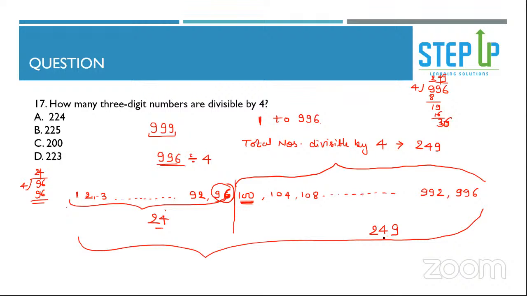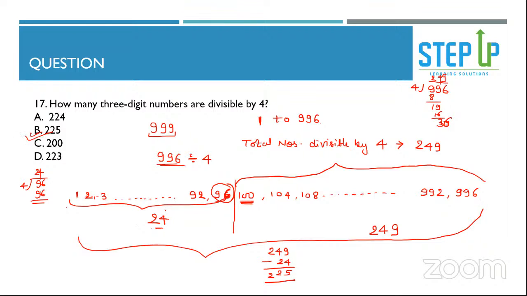So what should I do now? I should subtract these numbers from 249. I should subtract 24, so 249 minus 24. 9 minus 4 is 5, and 2 minus 2 is 0, wait, 4 minus 2 is 2, 2. So how many numbers did you get? You got 225.